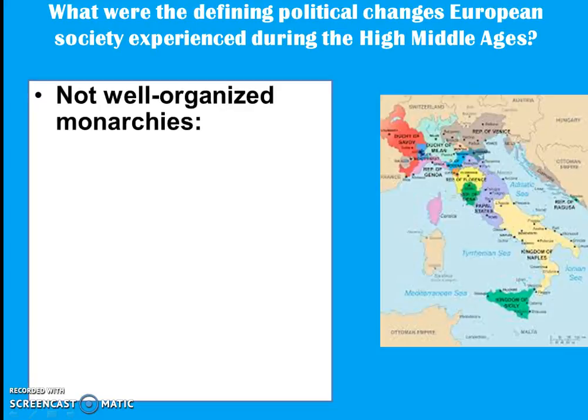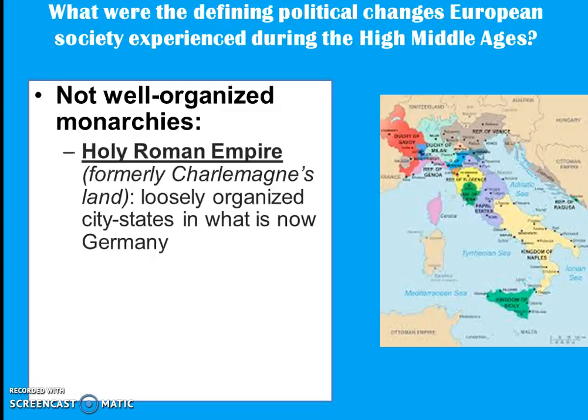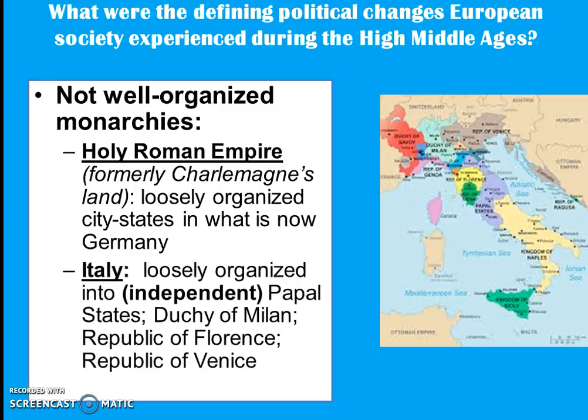So we also have some monarchies that are not so well organized, such as the Holy Roman Empire, which is formerly Charlemagne's land. We saw that map. France was kind of in between where Germany is today and where France is today. So the Holy Roman Empire is kind of loosely organized into city-states in what is now Germany. Likewise, Italy is also loosely organized into independent papal states, such as the Duchy of Milan, the Republic of Florence, and the Republic of Venice. Now, we know Italy's geography is very important because it sticks out into the middle of the Mediterranean Sea.